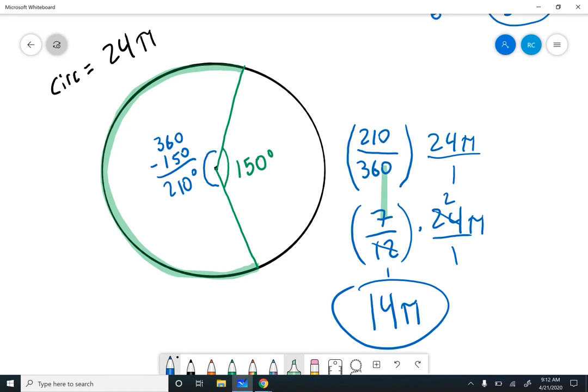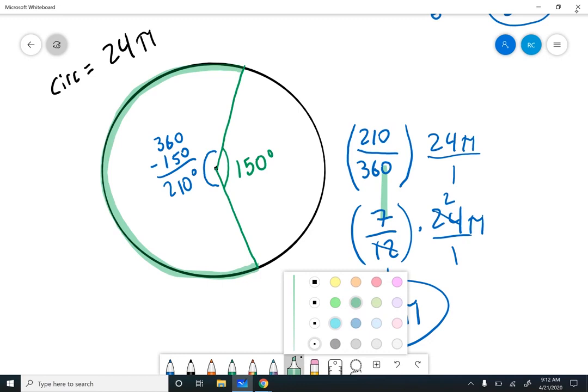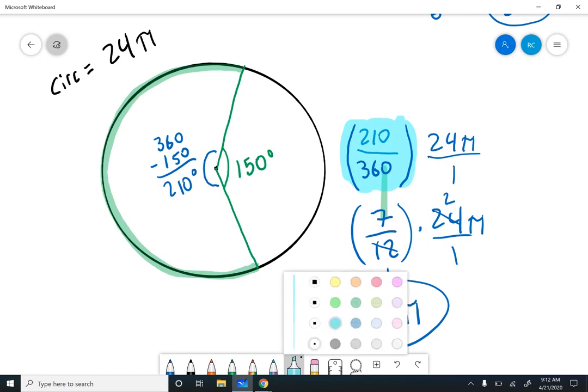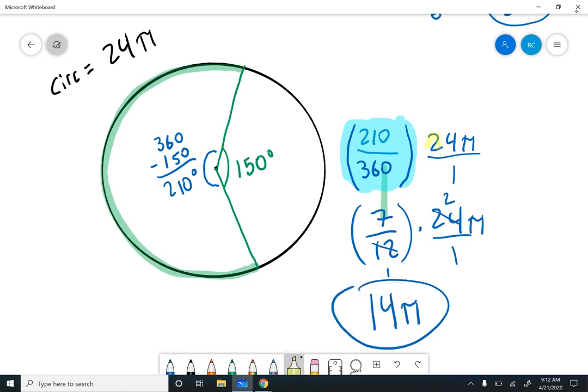So again, really fast double review. Step 1, figure out how much of the circle you have. You find that by taking your arc measure, your central angle, and dividing it by 360 to get the fraction of a circle you're working with. Then you multiply that by the circumference of the circle to find the length of the arc you're interested in.